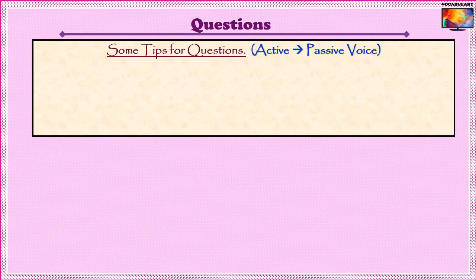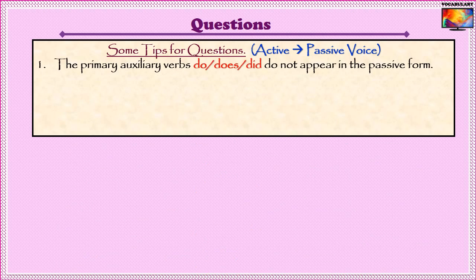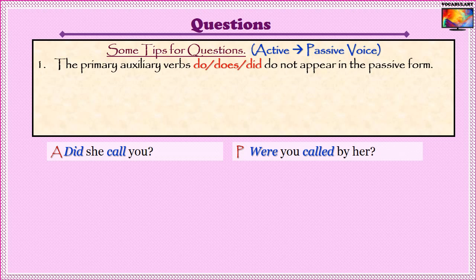The next category is questions, and here are a few special tips to help you crack them. The first tip is, the primary auxiliary verbs do, does or did do not appear in the passive form. So for example, did she call you? Were you called by her?